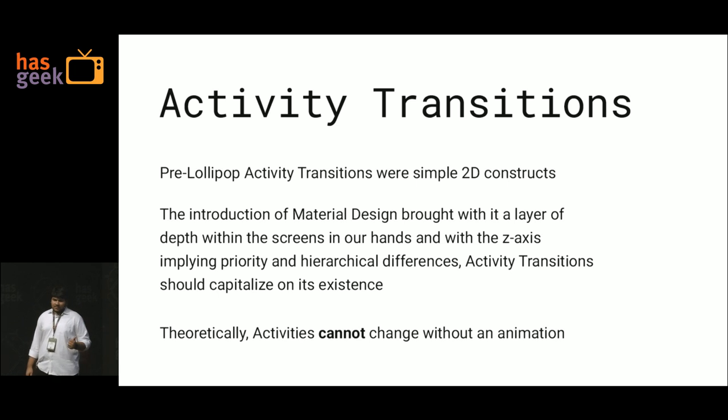Lollipop APIs: have you heard of activity transitions? They were there earlier also, but they were 2D constructs, right? With Gingerbread, the activity would just move away and then another one would come. They were a little better in KitKat, but not really good. But now coming to Lollipop, when you have everything in a paper and ink world, can things just appear like this? Or can you have a transition that did not work?